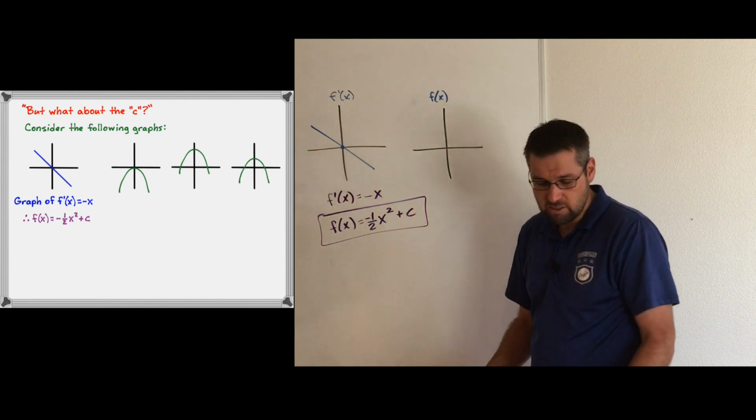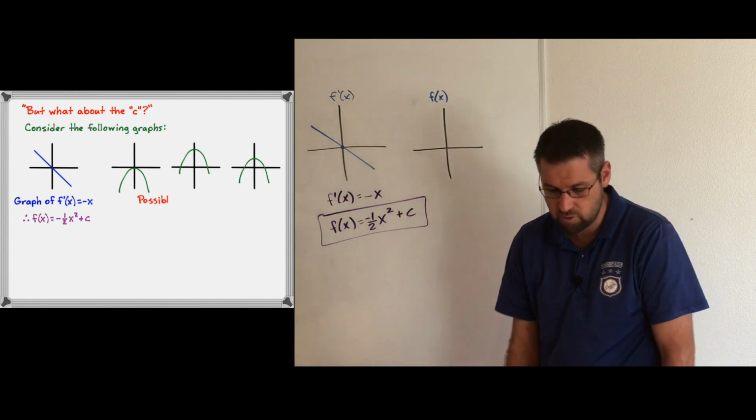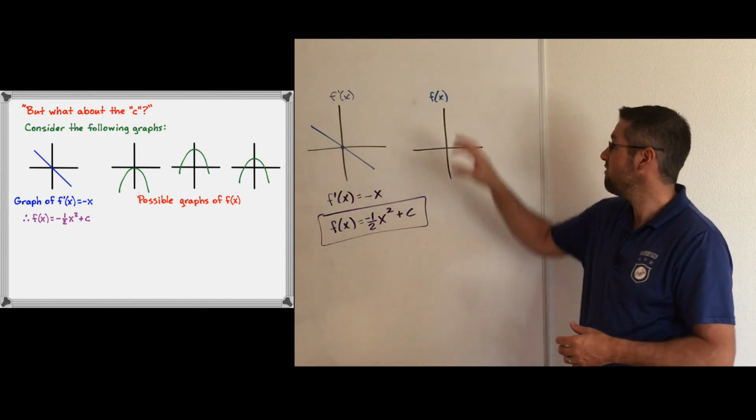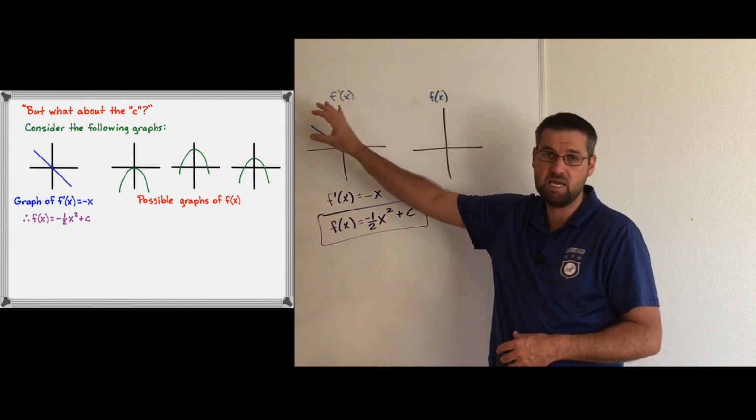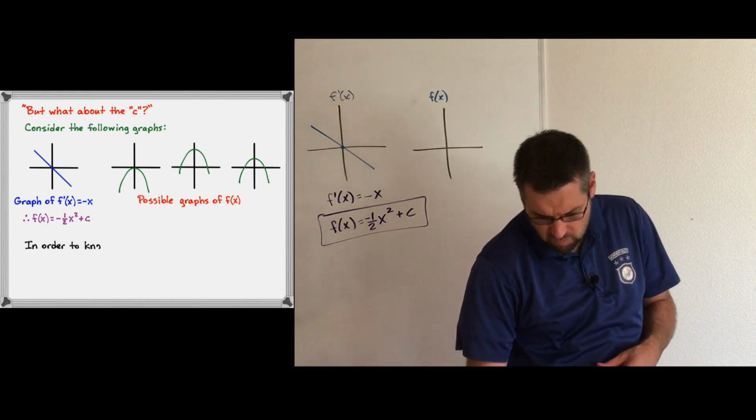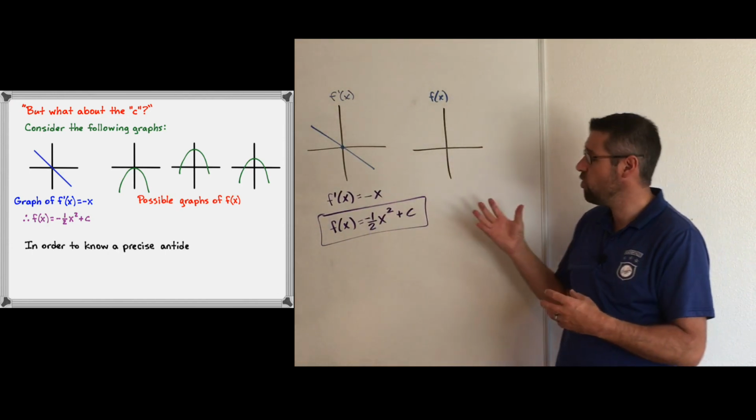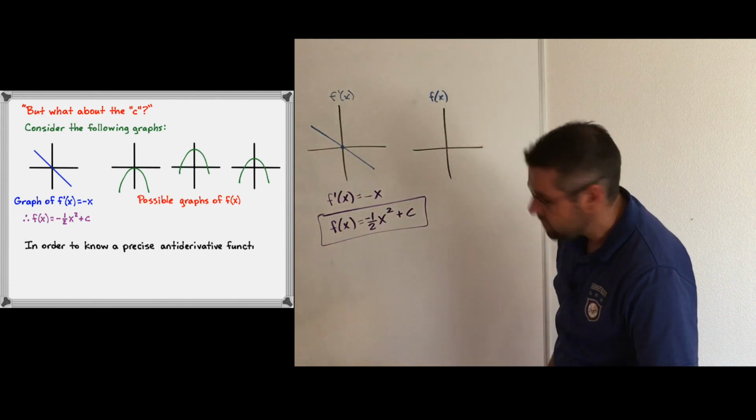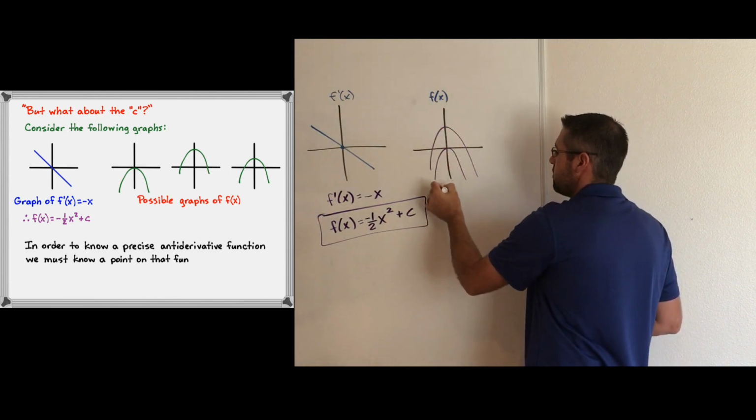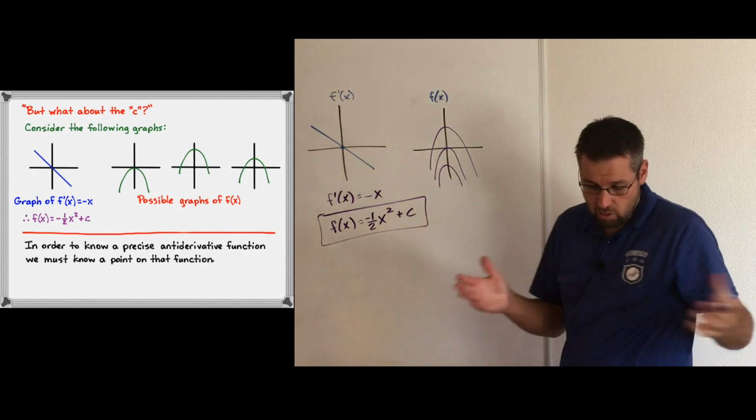Okay? So that's what c represents there. It's just the vertical shift. These are all the possibilities of the f function if I know what f prime is. So that brings up the question, how do I know what c is? How do I know whether the parabola that I'm looking at is going to be somewhere up here or here or here? How do I know?